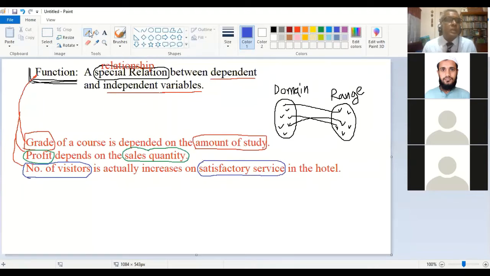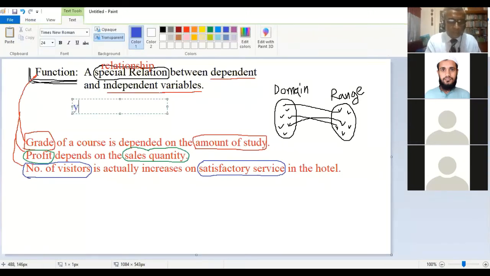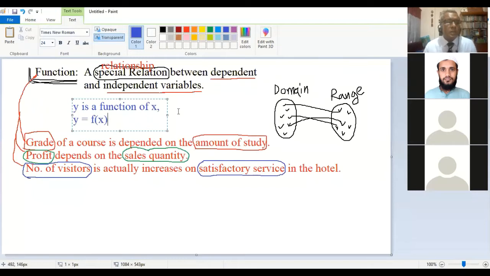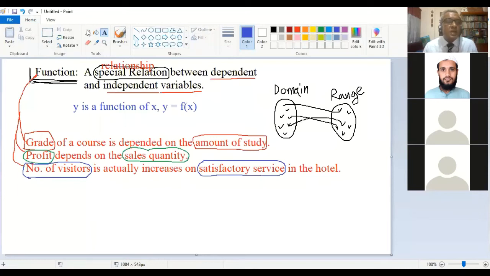So in mathematics, we normally write y is a function of x. This can be written like y equal to f, then bracket, then x. So y is a function of x means y is the dependent variable. It is y. This is dependent on x, and x is the independent variable.